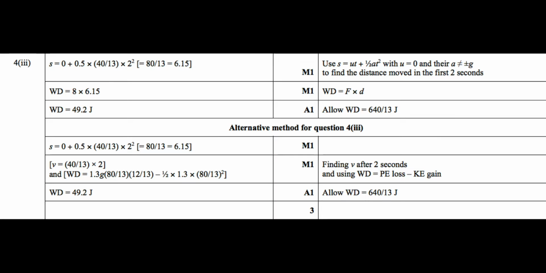Then we need to find v after 2 seconds. From the formula v equals u plus at, v equals 40 divided by 13 times 2, which is 80 over 13. After we get s and v, the work done equals mgh: 1.3 g times h, where h is 80 divided by 13 times 12 over 13, like the length of the plane times sine, and then minus a half mv squared, a half of 1.3 times 80 over 13 squared as v squared. After we calculate these numbers, we get work done equals 49.2 joules.